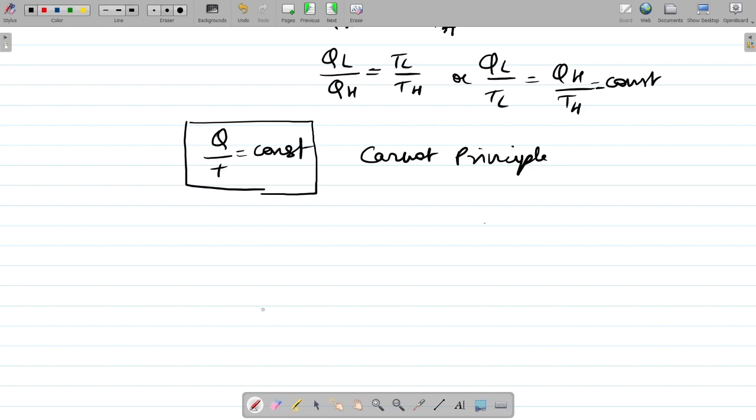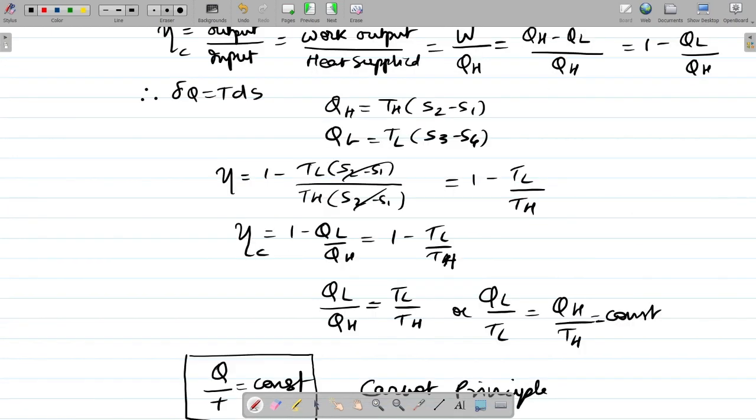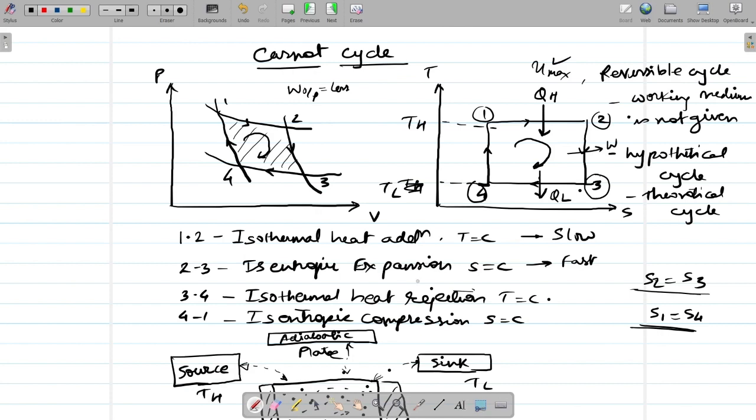There are important points in the Carnot cycle: it is a hypothetical cycle, which we call a theoretical cycle. Here the efficiency depends on TH and TL, the source temperature and sink temperature. The higher the source temperature, the more the efficiency. The lower the sink temperature TL, the more the efficiency. And here the working medium or working substance is not given, so this efficiency does not depend on the working substance.